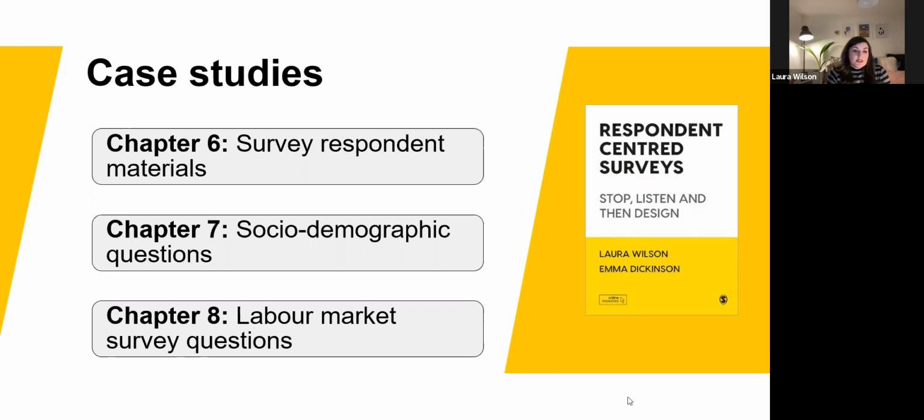So chapter 7 shares how we've applied RCD to the development of the household composition and socio-demographic questions. That is Emma's area of expertise, asked in the online Labour Force Survey, and that is one in-depth case study. And then chapter 8 shares how we've applied RCD to the development of the key labour market questions asked on the LFS, and that includes multiple case studies.